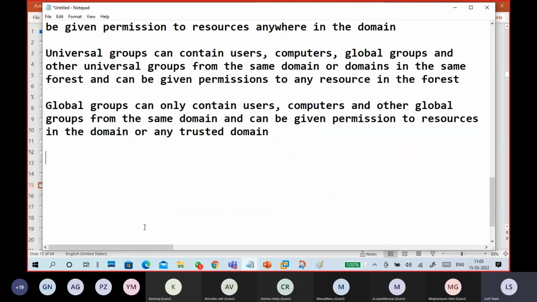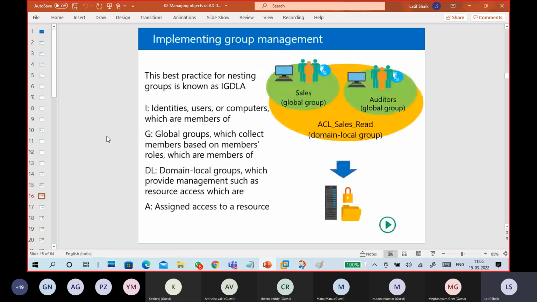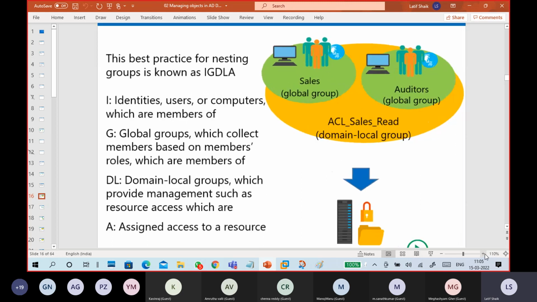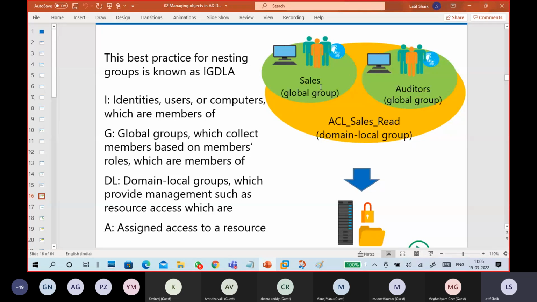Okay, that sentence is also very difficult to get. One more point is there, that's why I'm trying to show you here. This is a global group. This is another global group. Sales is one global group, you can see sales is one group. Auditors, another group. Both are global groups.